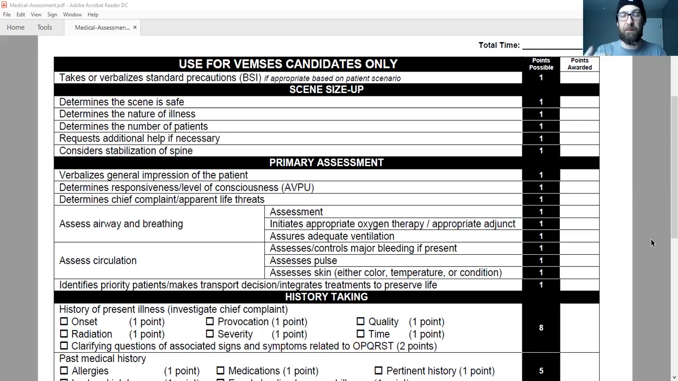And then we're going to check the pulse as well. We're just going to feel the pulse. We're going to feel it for about 10 seconds. And there are three things that we're looking for when we assess this pulse. Is it within normal limits as far as the rate goes?